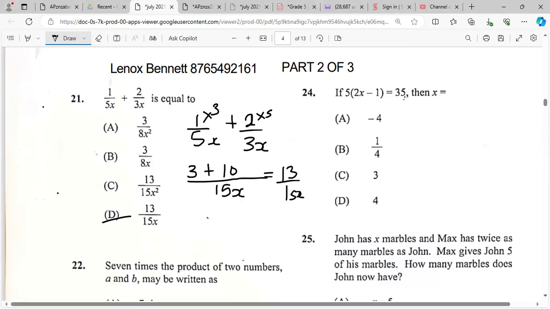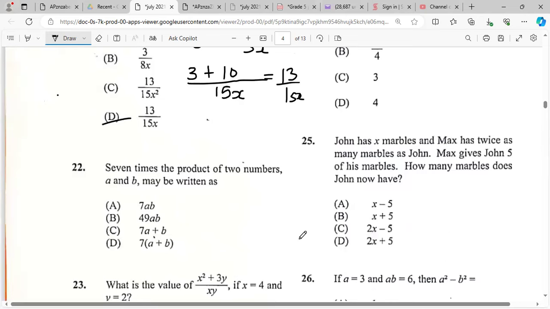It says 7 times the product of two numbers, A and B, may be written as. So it's 7 times the product. Product means to multiply. So of course, that would be 7ab.